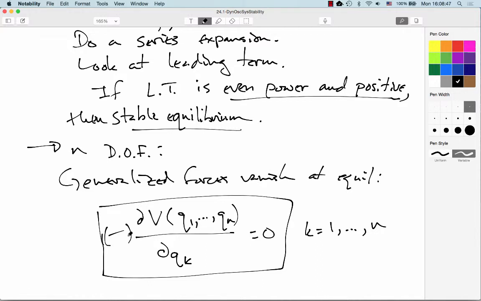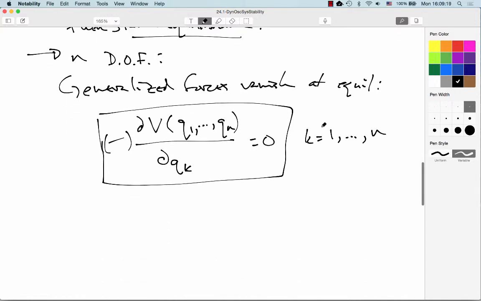All right then, we've caught on that we need the leading term in our expansion to be an even power and positive. So usually we'll need to focus on the quadratic term. And it's going to be really rare that you have a situation where you don't have a quadratic term in your expansion. So we'll just focus on that.